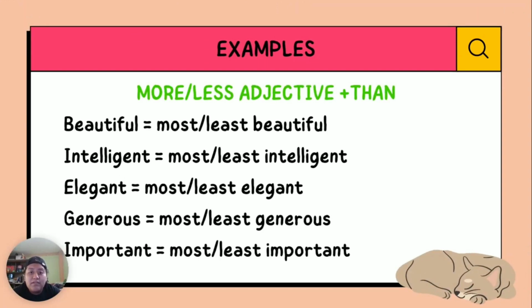Beautiful, most beautiful, least beautiful. Intelligent, most intelligent, least intelligent. Elegant, most elegant, least elegant. Generous, most generous, least generous. Important, most important, least important.